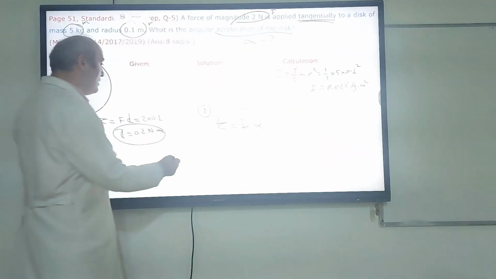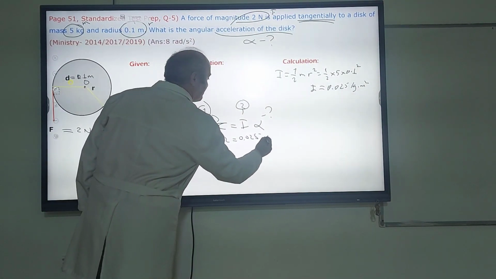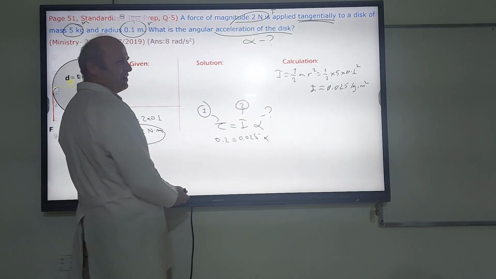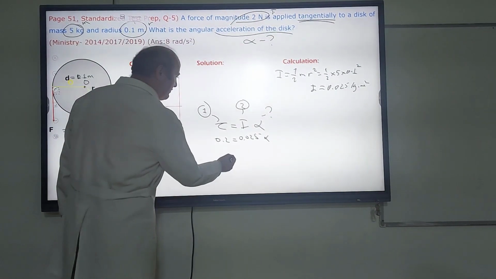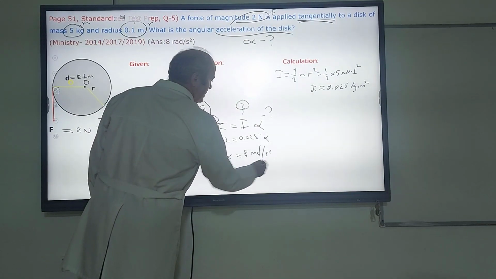how much alpha is. 0.2 is equal to 0.025 times alpha. Then it's going to be easy. 200 divided by 25 is 8. Alpha is going to be 8 radian per second squared.